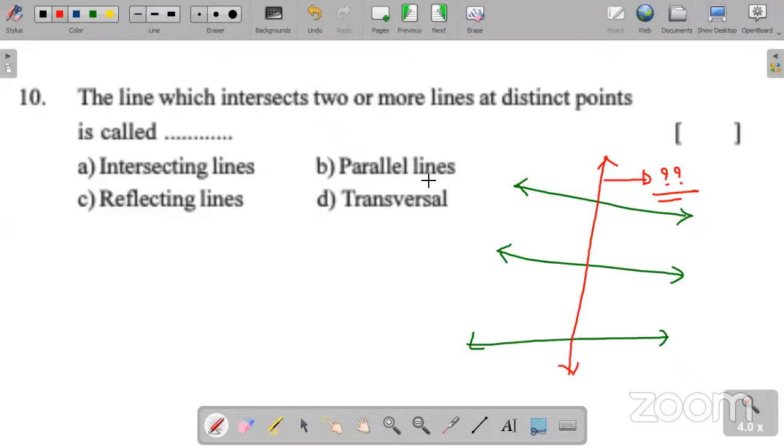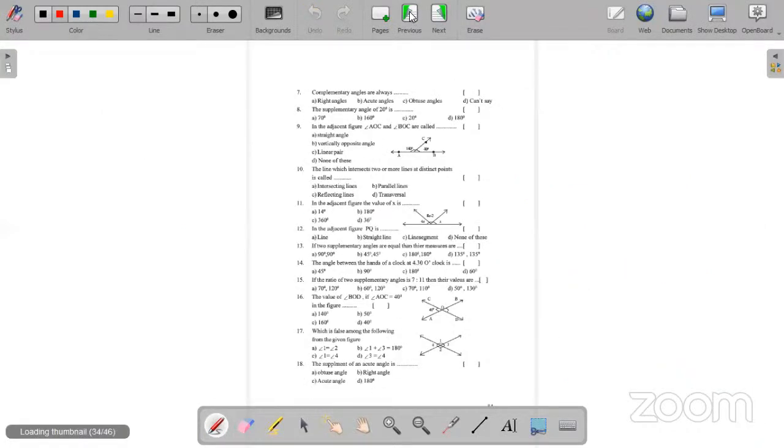Intersecting lines, parallel lines, reflecting lines, or transversal? What's your answer? Oh, transversal. Very good. The red line. Very good, Nana. Not A, so they are not intersecting. This line intersects at different points, so this is actually called a transversal. I hope it's very clear to you. Yes, D is the right answer.